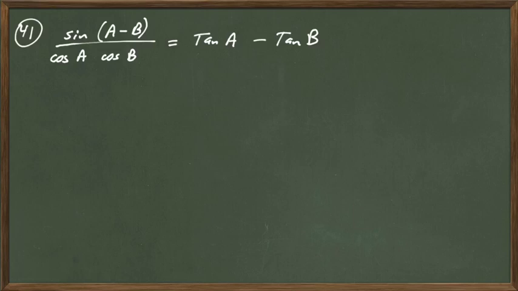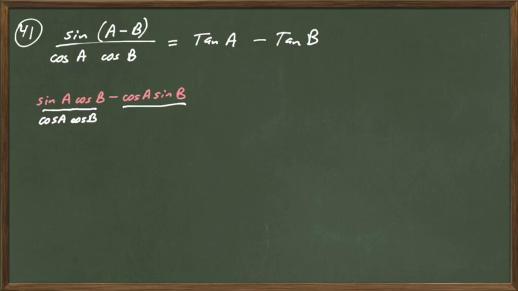Okay, after 37, somebody had asked me 41. 41, we'll apply our rule. Sine is sine A cosine B, same thing. Then it would be cosine A sine of B. Does that look right for the numerator? And what are these both divided by? Cosine A, cosine B.